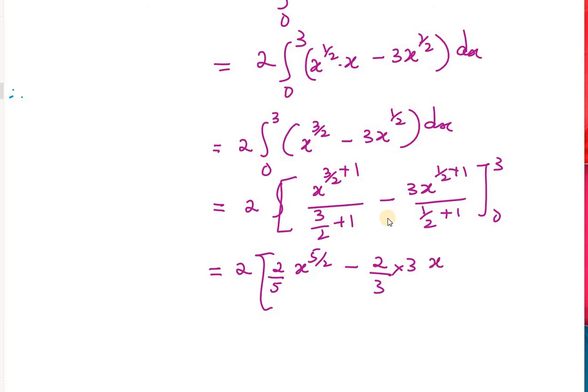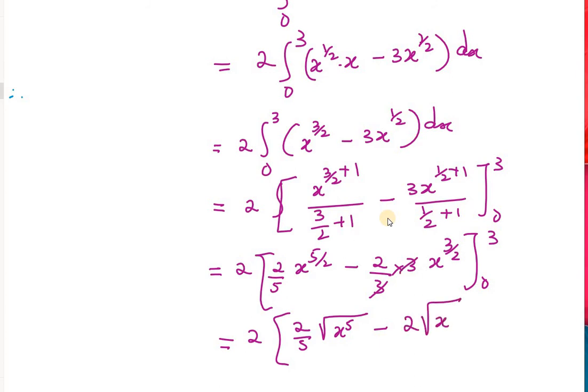The power of x will be x to the power 3/2, from 0 to 3. So this is equal to 2 times 2/5, then x to the power 5/2, same as square root of x to the power 5, minus, now 3 and 3 can be cancelled, 2 times square root of x cube, from 0 to 3.